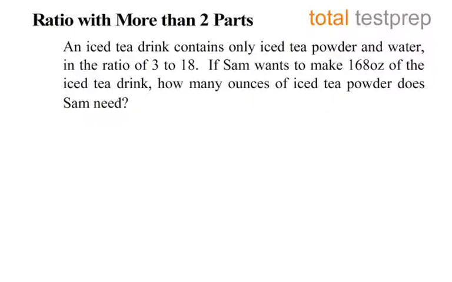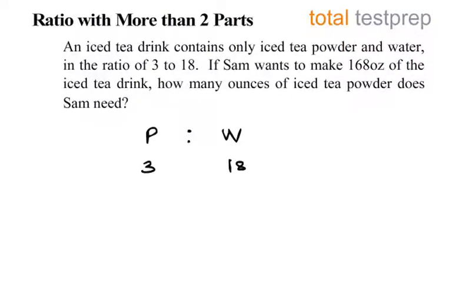Take a look at this question. An iced tea drink contains only iced tea powder and water in the ratio of 3 to 18. If Sam wants to make 168 ounces of the iced tea drink, how many ounces of iced tea powder does Sam need? This contains only 2 parts. However, we can use the same principle.